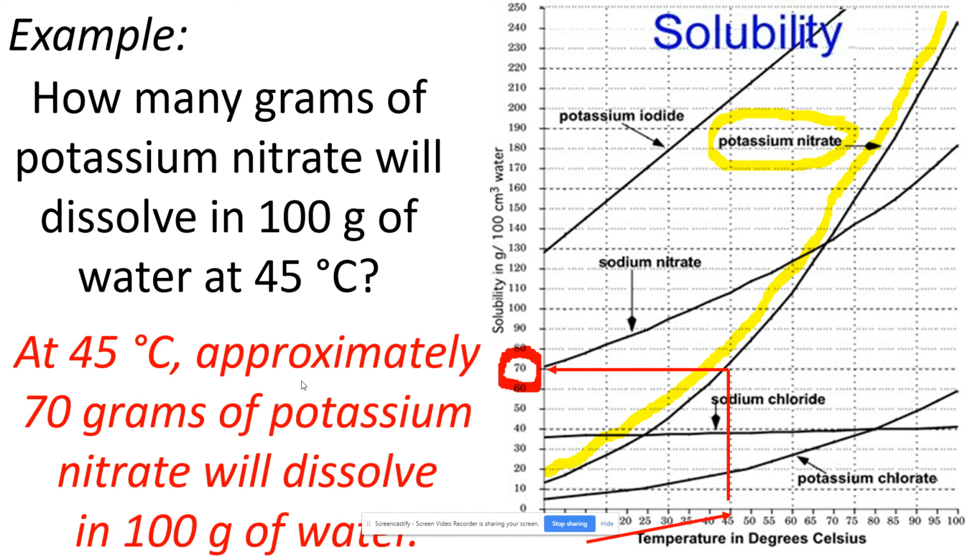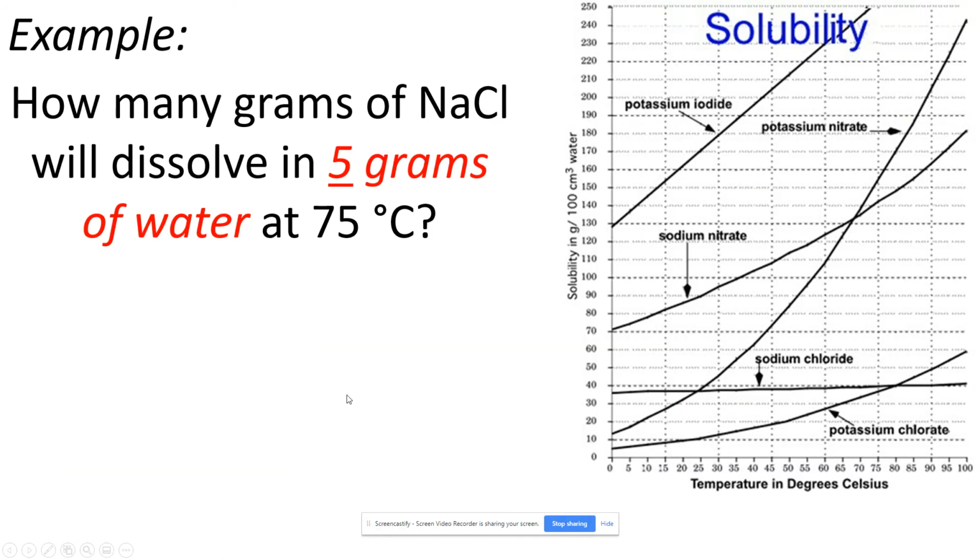And then think about this problem. It says at 45, going up and across, 70 grams will dissolve. That's the answer they asked for. That's what we did. Next one. This one's a little bit harder. When you take a look at this one, it talks about 5 grams of water, not 100.